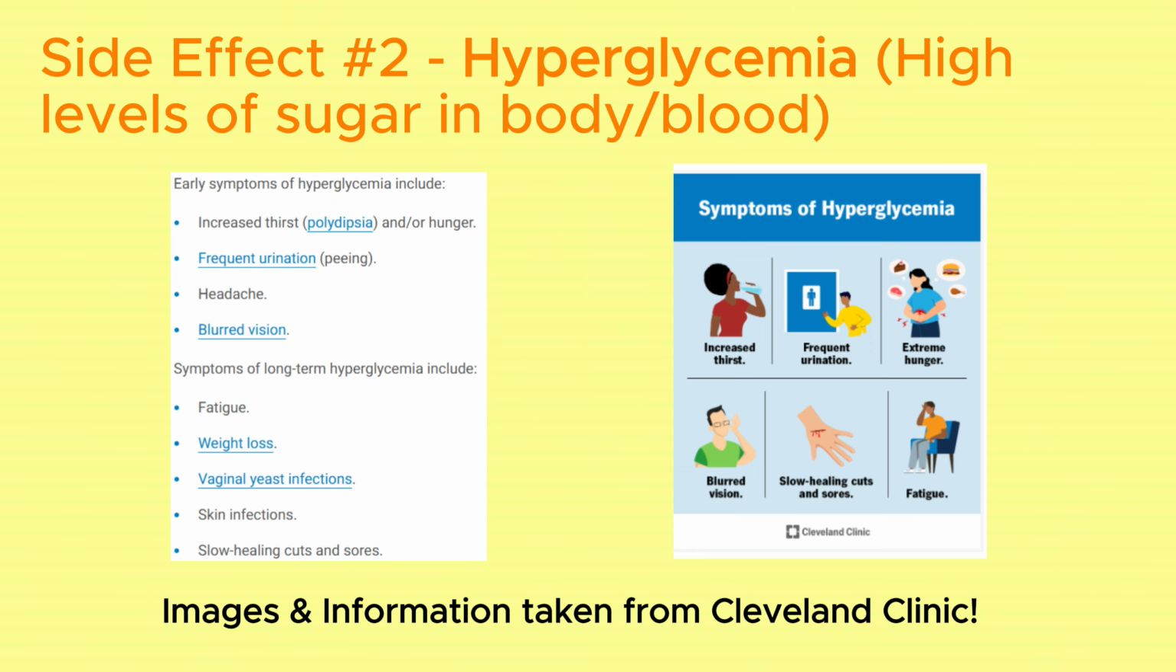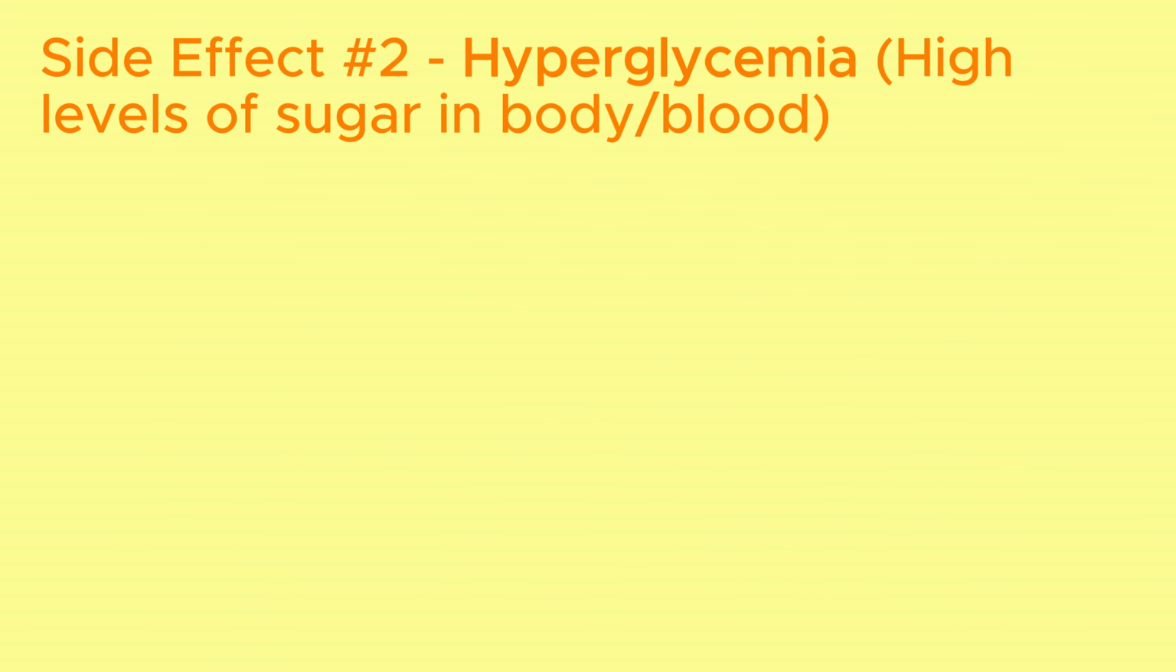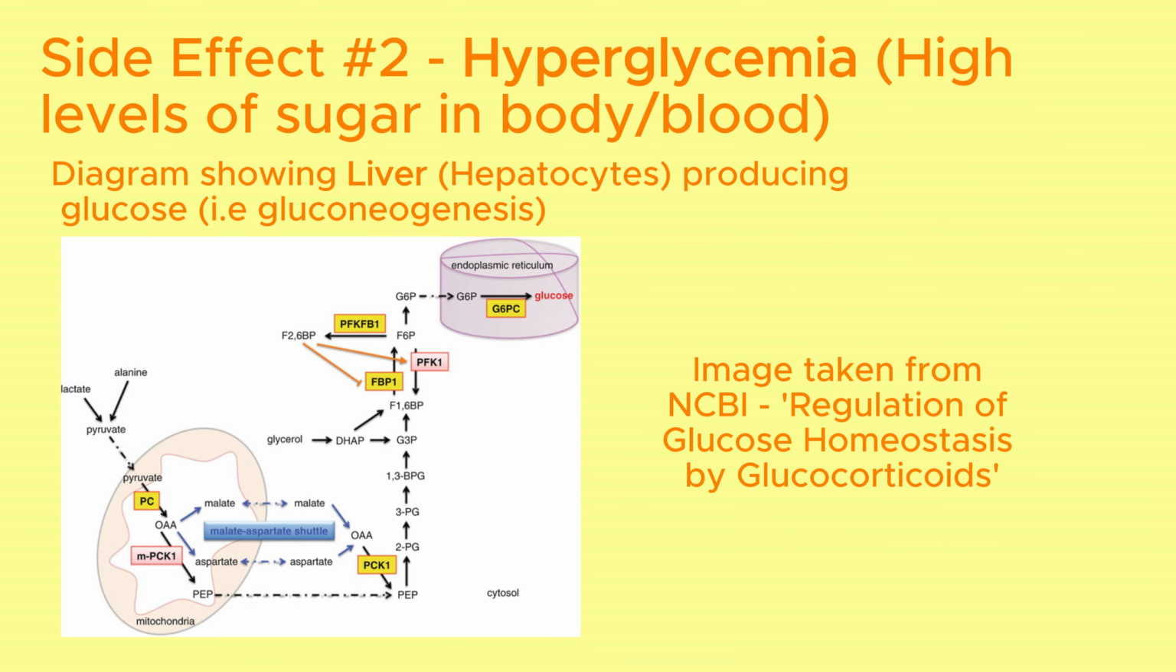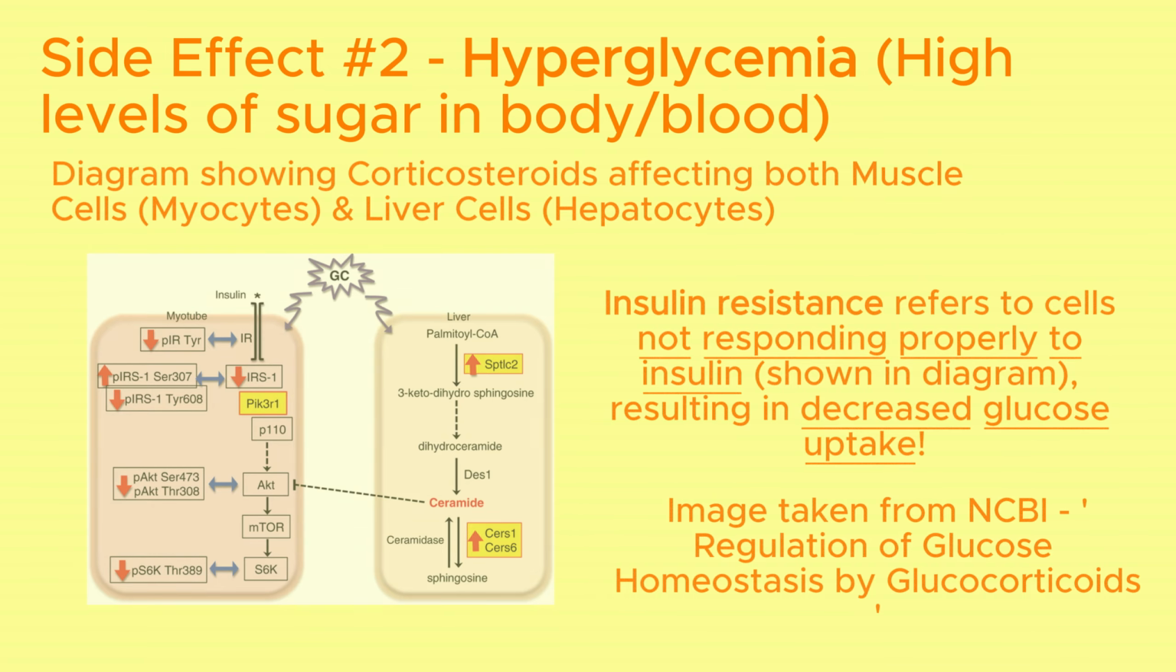Corticosteroids can cause the body to become hyperglycemic, which refers to high levels of sugar in the blood. So glucocorticoids can increase liver glucose production and impair insulin signaling in muscle, leading to insulin resistance and elevated blood glucose.